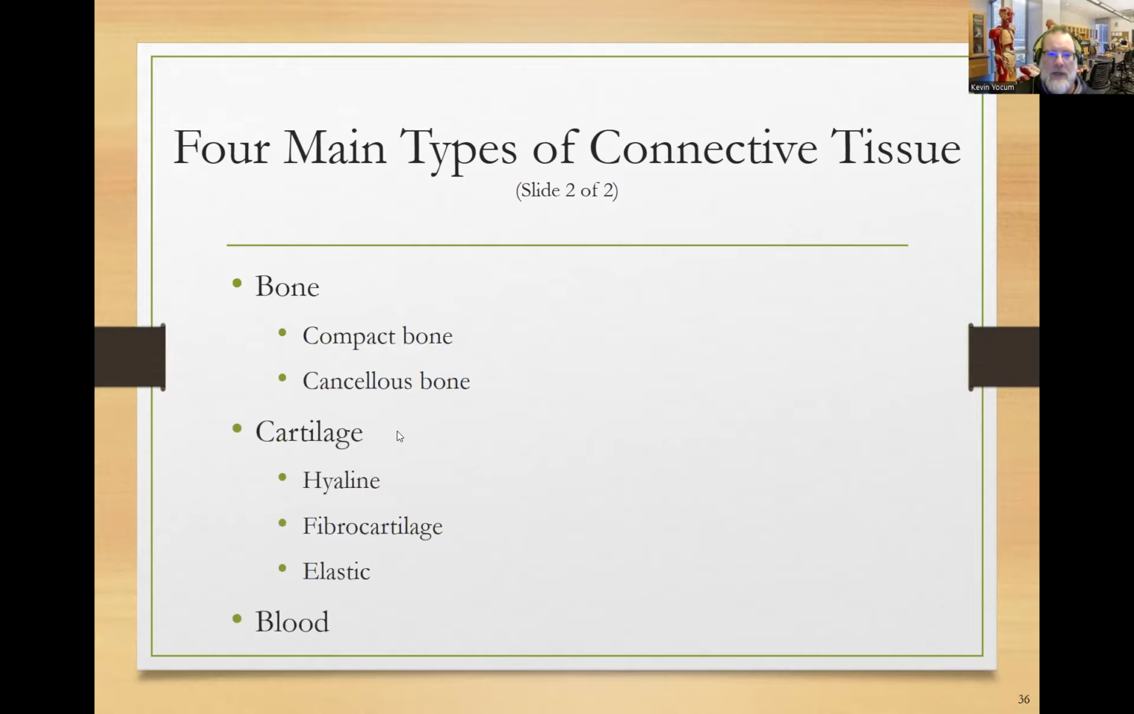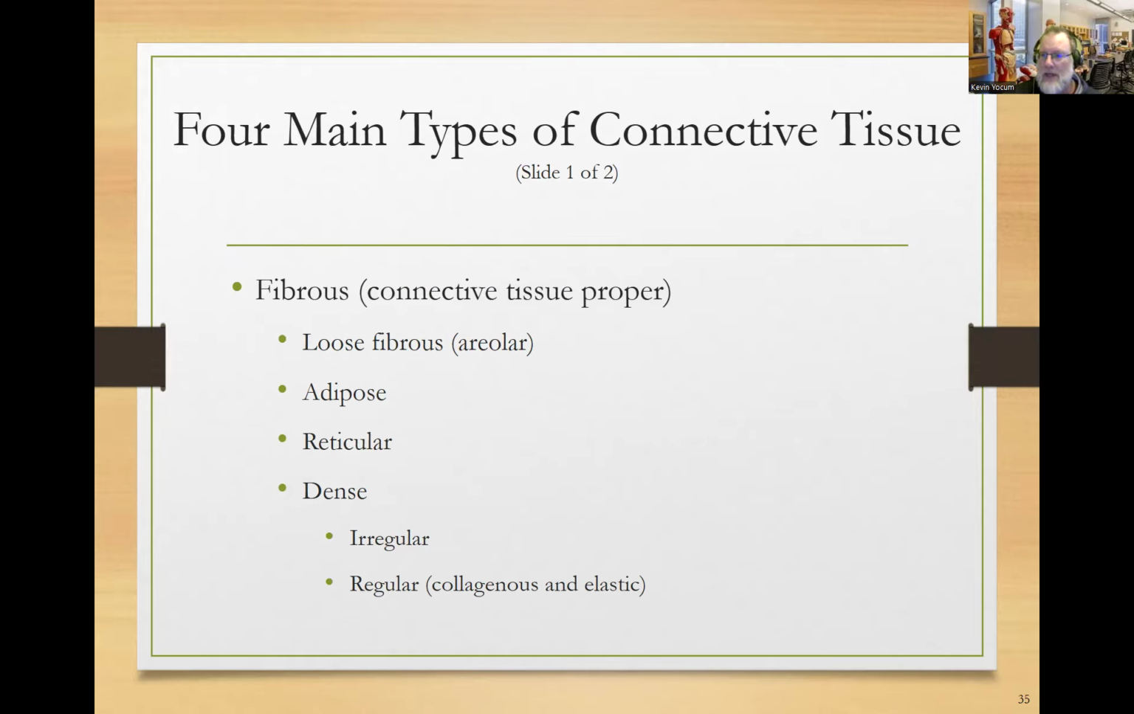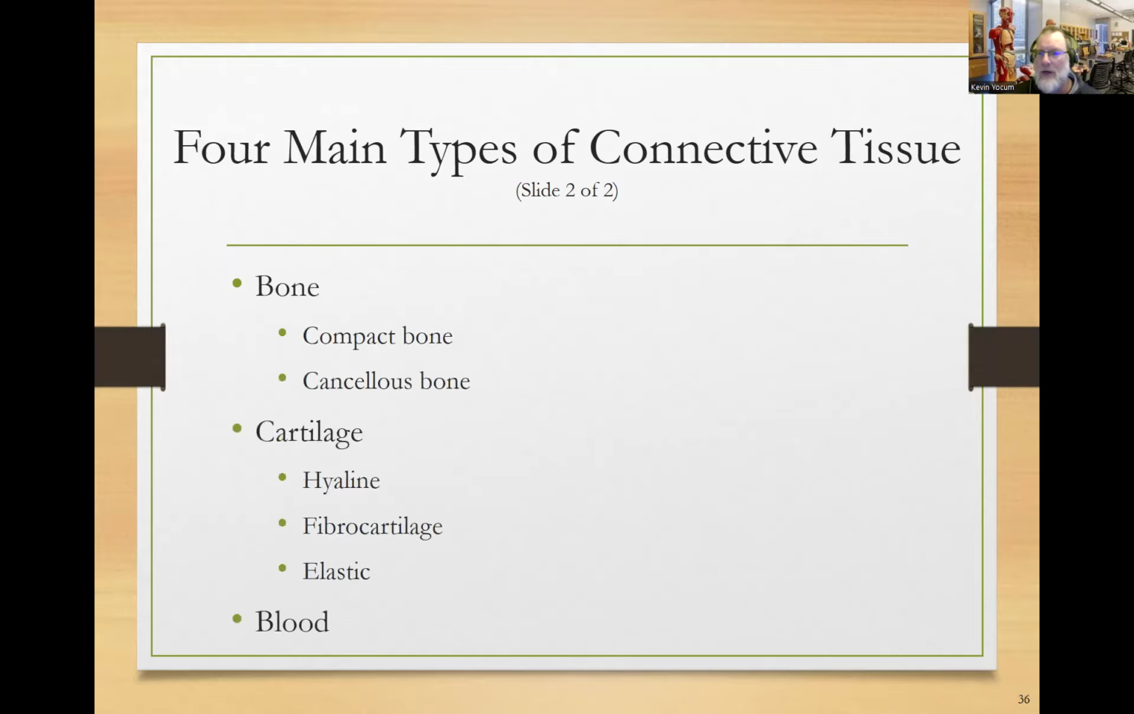And again, we'll look at some images of these coming up. And then the other three: fibrous is your main kind of connective tissue. Then we have three other types: bone, cartilage, and blood. So, bone, again, it's cells in a matrix. It's the definition of connective tissue. So, we do see bone cells inside of a bony matrix.